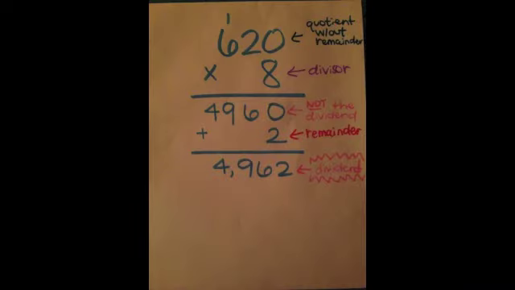To check your work, you take the original quotient without the remainder, in our case 620, and you multiply it by the divisor. If you take 620 and multiply it by 8, you get 4,960, which is not our original dividend. If you add the remainder, though, you will get our original dividend of 4,962.